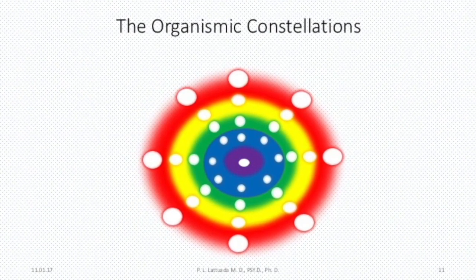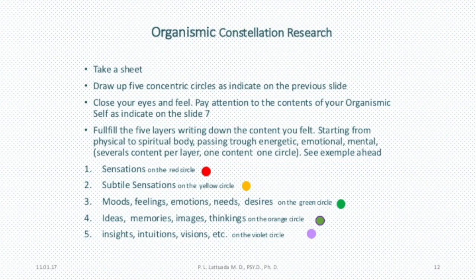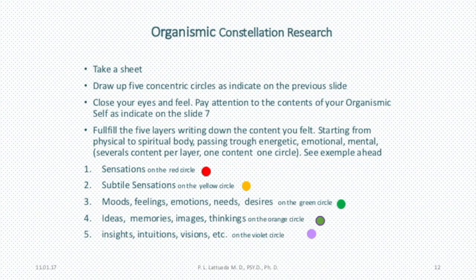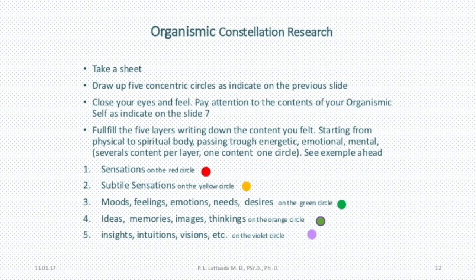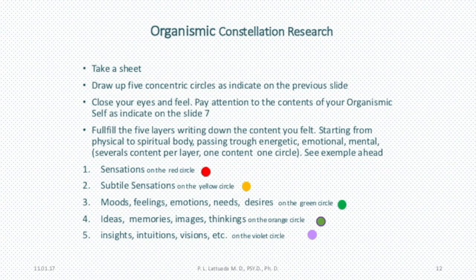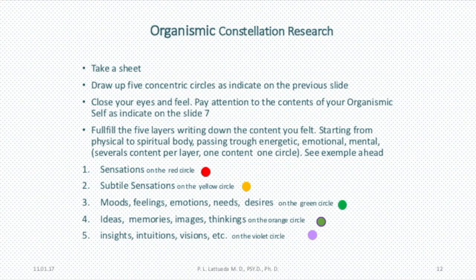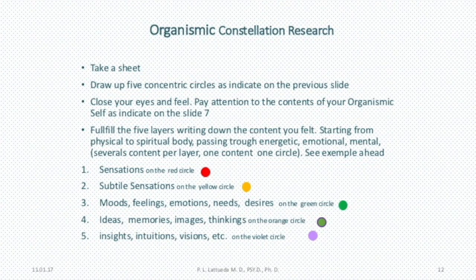How can we do it? Take a sheet. Draw five concentric circles. Then, after an experience or whenever, you can close your eyes and pay attention to the content of your organism, of your organismic self, as we told before. And feel. First sensation, body sensation, the red circle. Then write down in the first circle, the red circle, all your sensations.